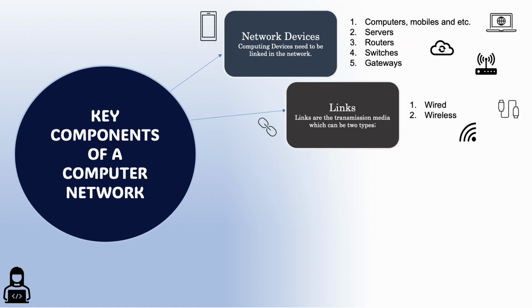The second component is the links. Links are the transmission media which can be of two types, wired and wireless. Examples of wired technologies used in networks include coaxial cables, phone lines, twisted pair cabling, and optical fibers. Optical fibers carry pulses of light to represent data.